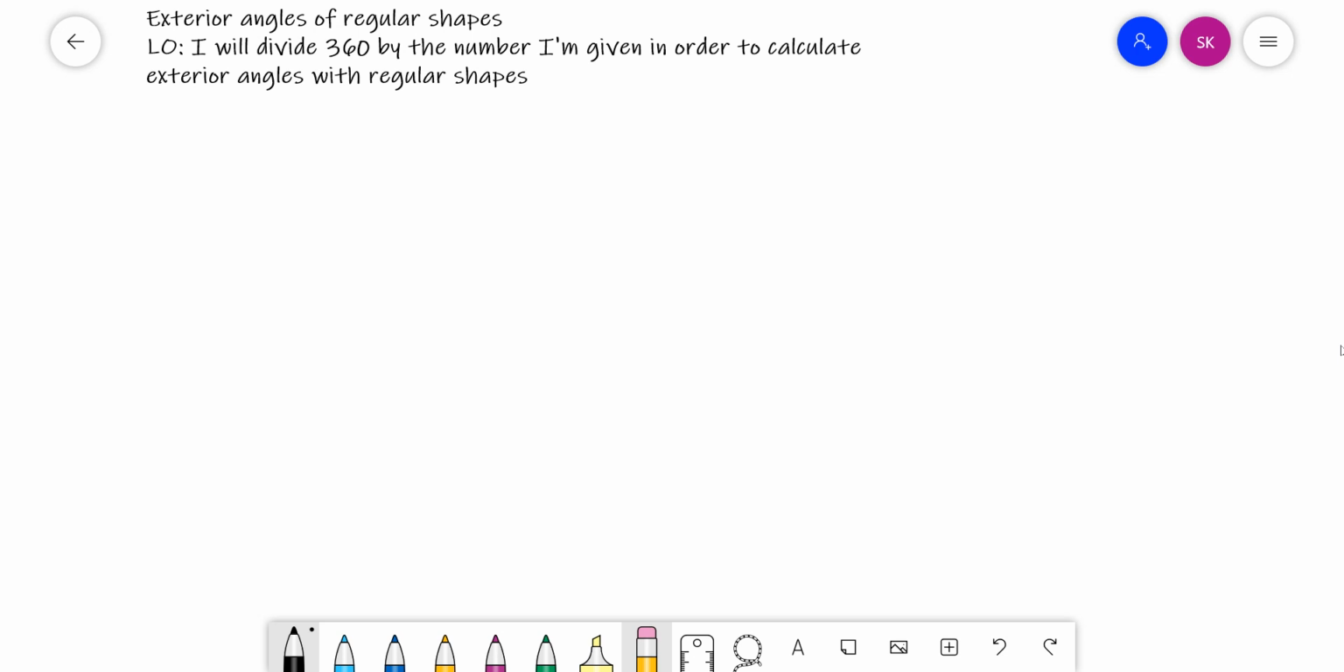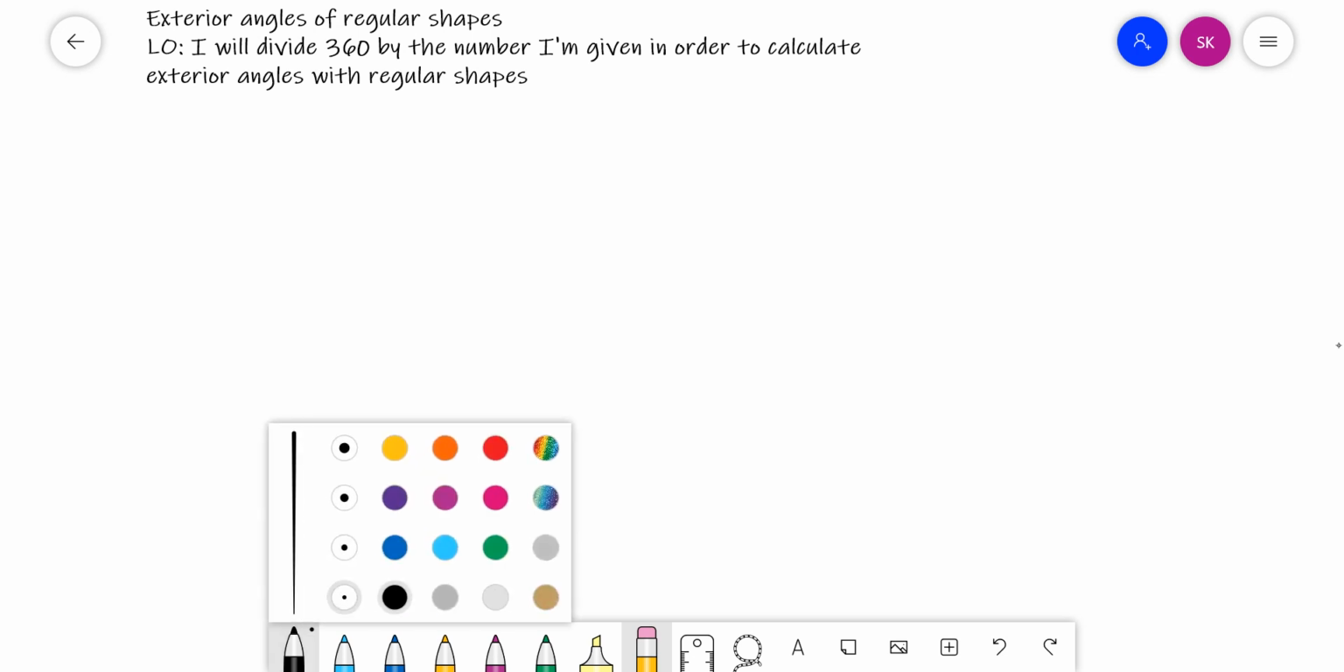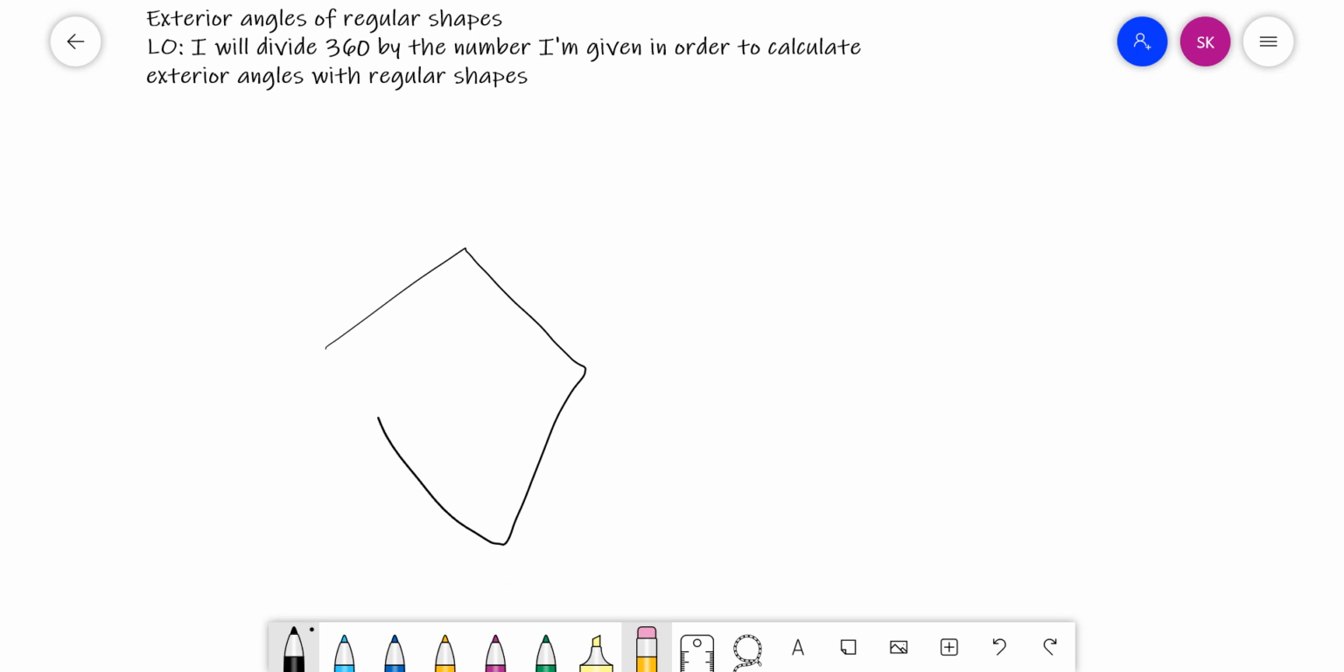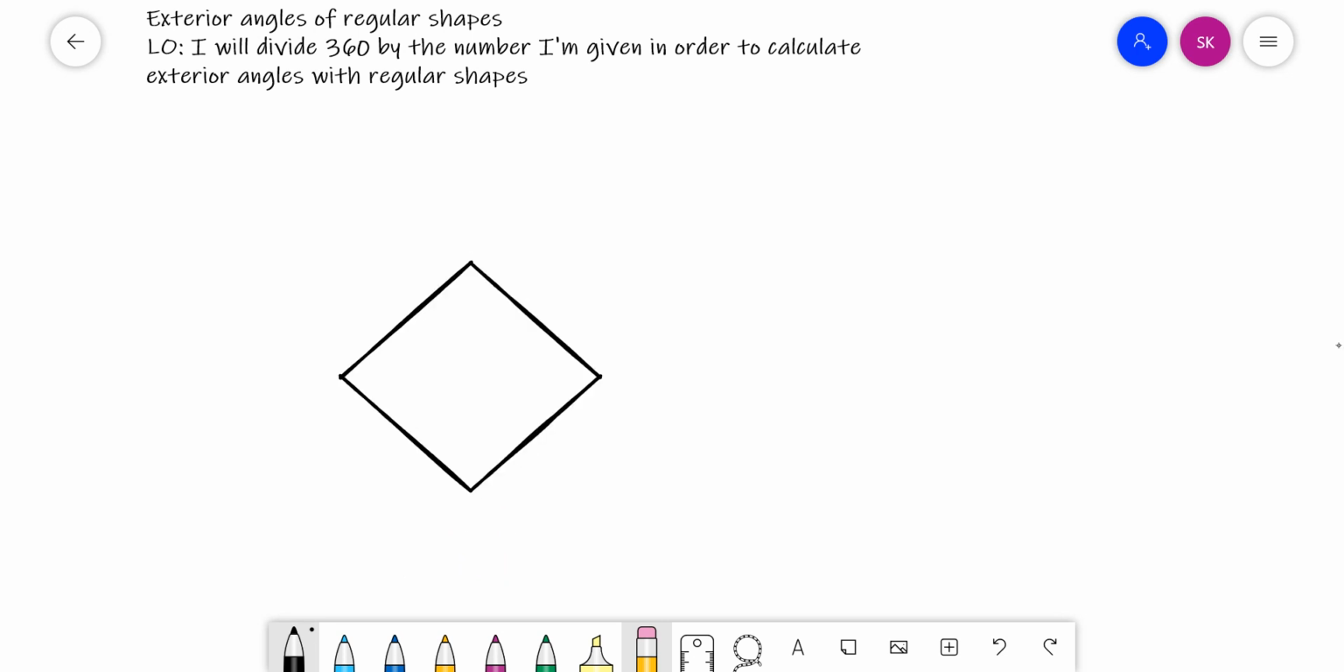So, what were those two facts that we learned about exterior angles? You remember? Well, if this is a shape here, weird shape, the exterior angle is not the whole angle on the outside of a point. It is whatever you add to the interior angle to make it add up to 180. And we said interior plus exterior adds up to 180. Do it again. Interior plus exterior adds up to 180.